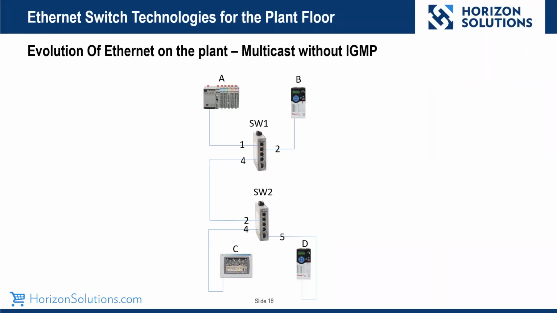Here's multicast without IGMP. Basically, remember that old hub? Well, we just turned that switch into a hub. So now everything on that network is seeing all the traffic, and again, this might cause timeout issues. So manage your multicast with IGMP.